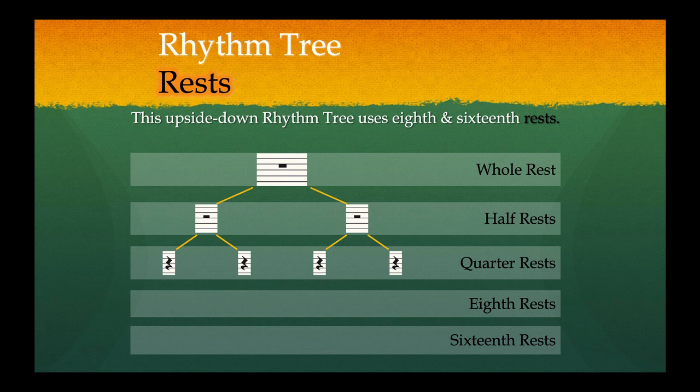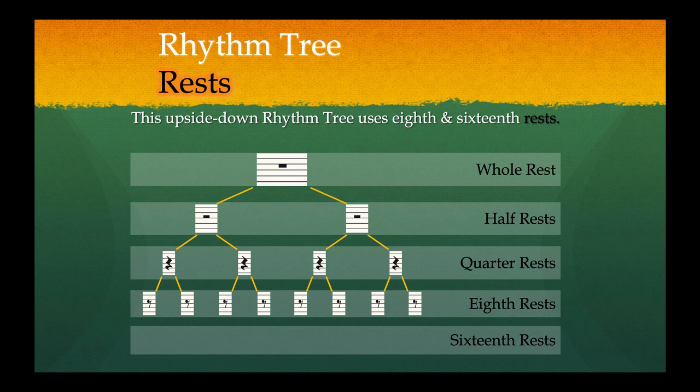Or we could think of subdividing the whole rest into 4 quarter rests. Each quarter rest subdivides into 2 eighth rests. So it takes 2 eighth rests to equal 1 quarter rest, 2 quarter rests to equal a half rest, and 2 half rests to equal the whole rest. The whole rest can be subdivided into 8 eighth rests.